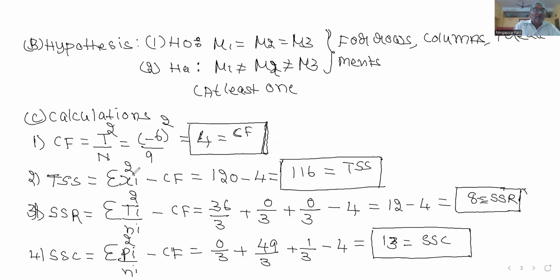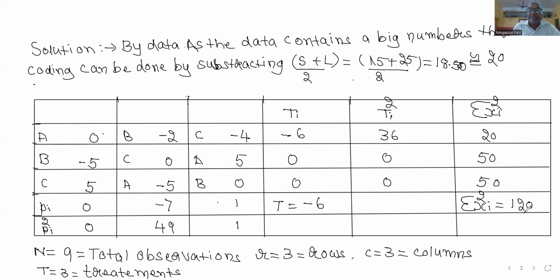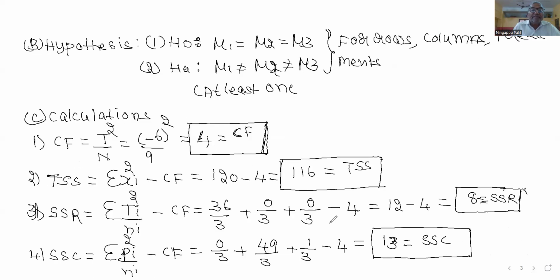And TSS, summation of xi square minus CF. CF is 4. Look here, 4. And this summation of xi square from table you can get. Look here, summation of xi square 120. And right here, 120. 120 minus 4, 116 is the TSS. And box it, very important result.